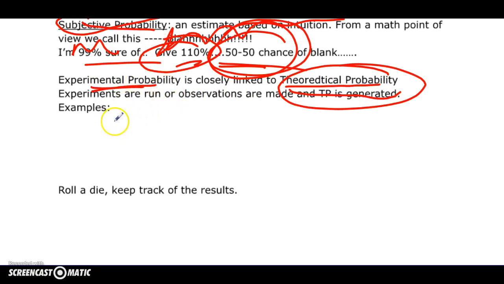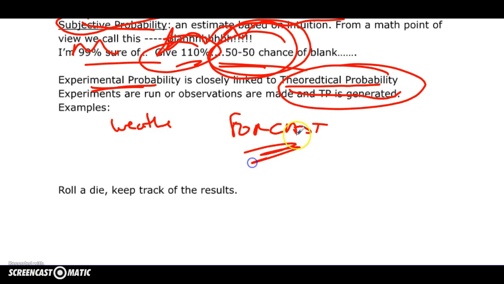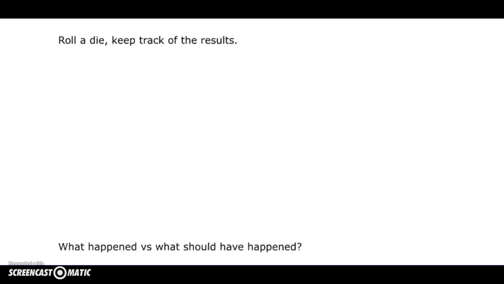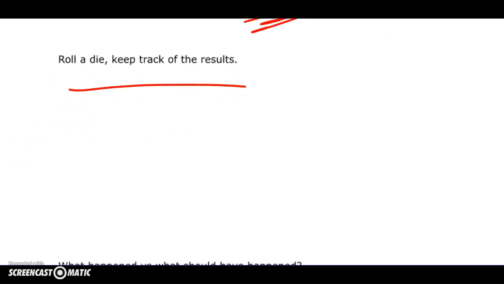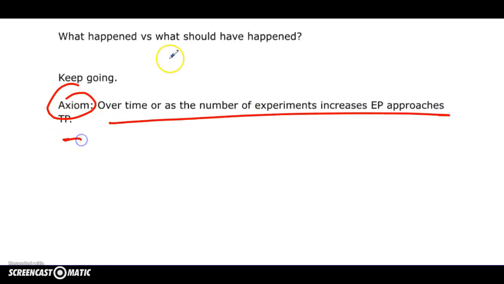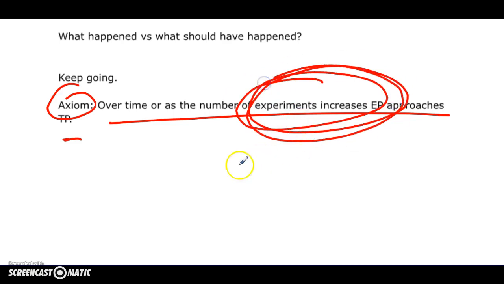So for example, you'll come up with weather patterns, any sort of forecast, economic forecast, weather forecast, that sort of thing. They're based off experimental probability. So as you roll dice, keep track of the results, what you'll see is, in the long run, as you keep running the experiment, the experimental probability will approach theoretical probability.